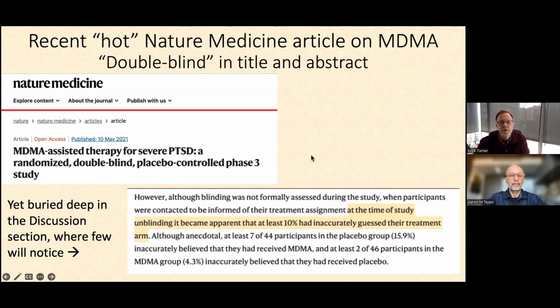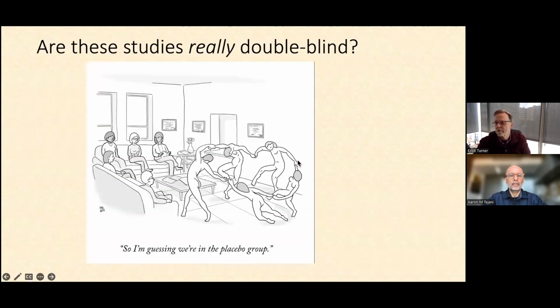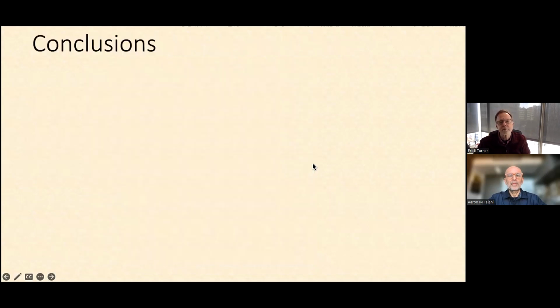So I'll leave you with this here. This is a cartoon. This came out a few days ago. I saw it on Twitter, and it asks: are these really double-blind studies?